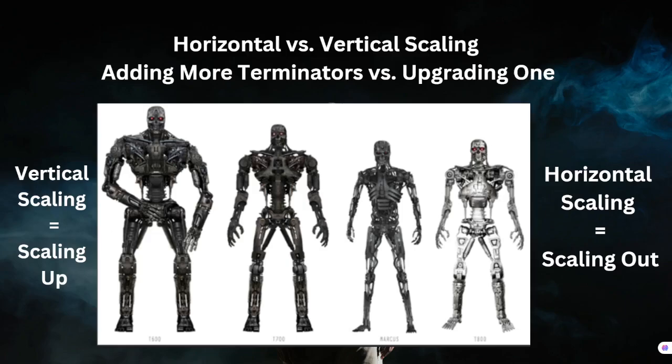On the other hand, horizontal scaling means scaling out, that is, deploying more Terminators. Example, instead of just one T-800, Skynet sends an army of machines like TX models or drones to distribute the load. This ensures high availability because even if one Terminator is destroyed, the mission continues.